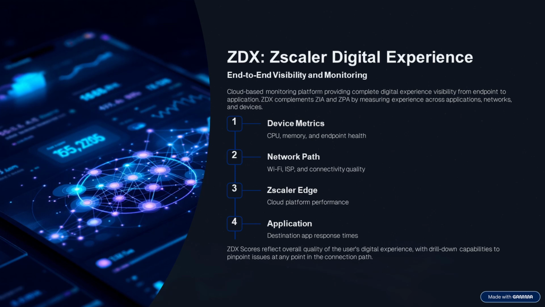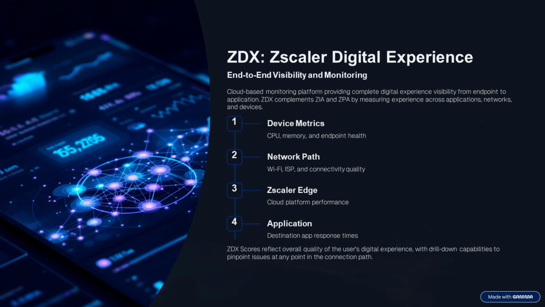Root cause analysis in ZDX is really about correlation. No single metric tells the whole story, but when you combine all the data points together, the picture becomes very clear. Let me give you a concrete example. A user reports that Salesforce is running slowly. You open ZDX and pull up that user's experience score for Salesforce. You can see the score dropped at 2 p.m. Drilling in, you see the user's device CPU was running at 95% utilization at that time. Turns out they had too many applications open and the device itself was the bottleneck. You advise the user to restart some applications, and the problem resolves.